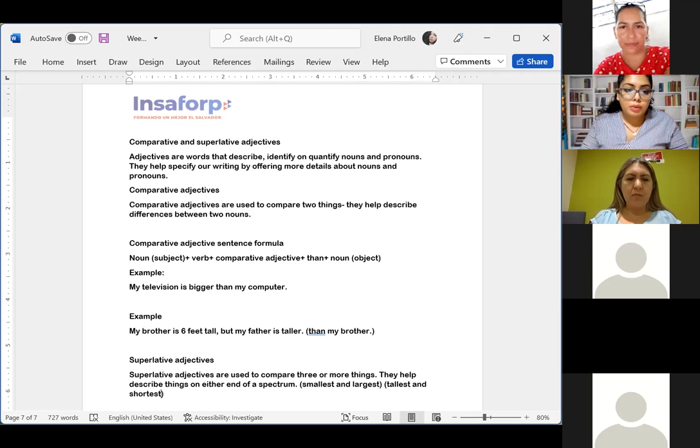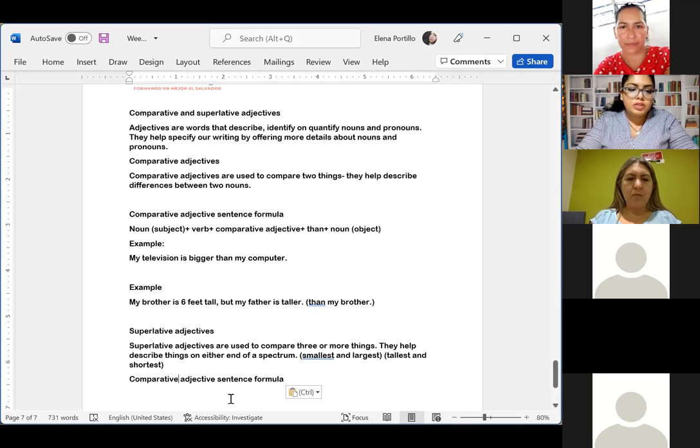So, also we have the formula that we are going to use, like in the comparative part. So in this case is the formula for the superlative. So we are going to write the formula for the superlative adjective sentence. So we have noun, that is also the subject. Then we have the verb. In this case, we are going to change something. We are going to use the article the. Then we are going to use superlative adjectives. And at the end, we are going to use the noun, that is the object of the sentence.